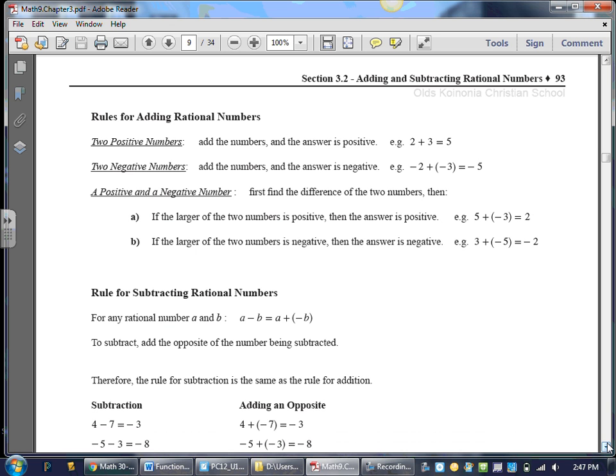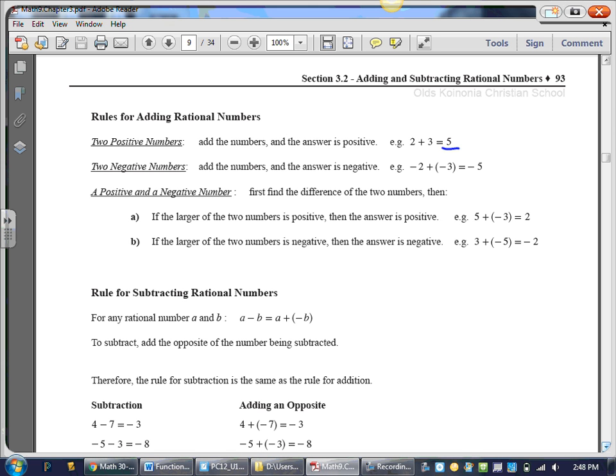Here's some rules. If 2 positive numbers are added, your answer is a positive. If 2 negative numbers are added, the answer is negative. And if you have a positive and a negative, blah, blah, blah. I don't even like these rules. What I say is, if you have a positive and negative sign together, that makes one big negative.